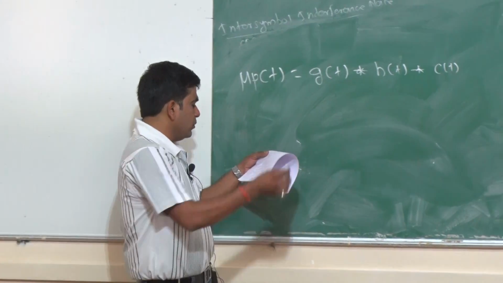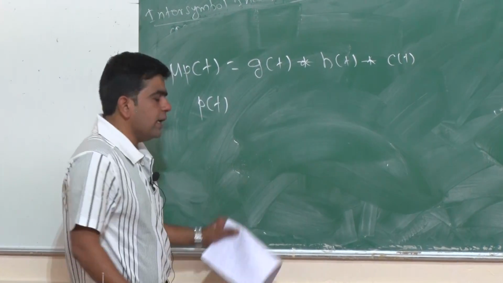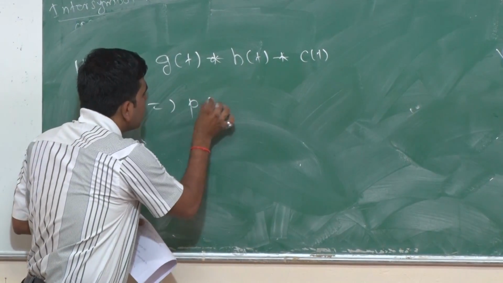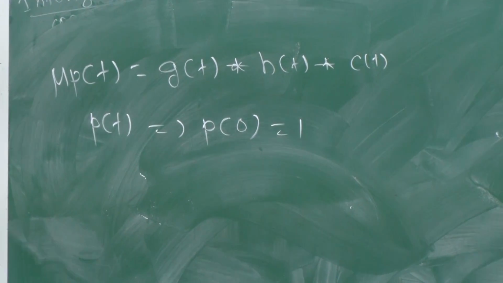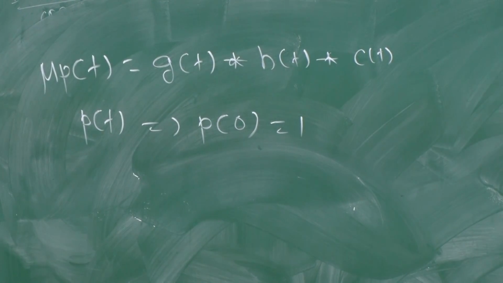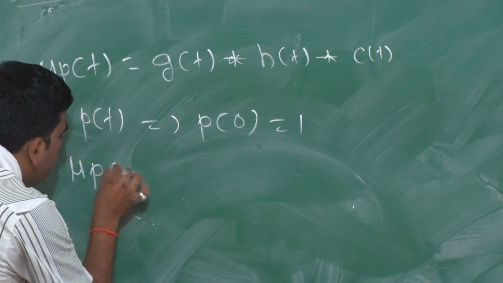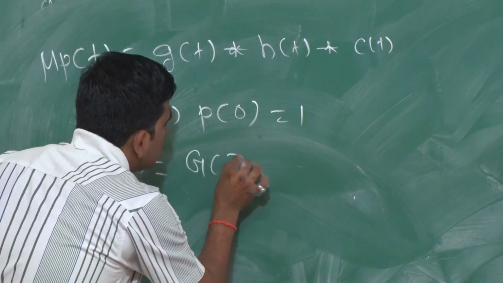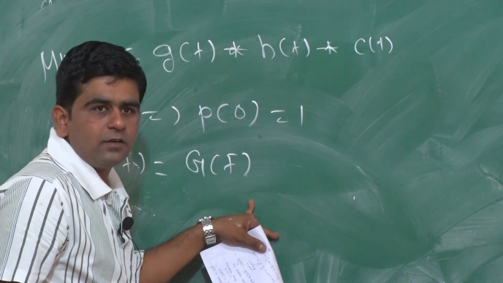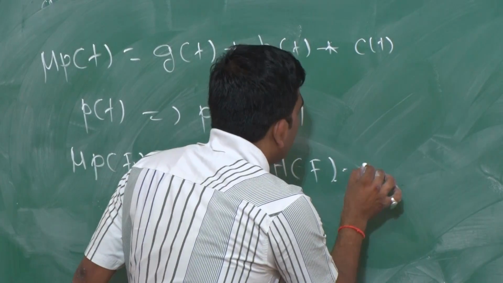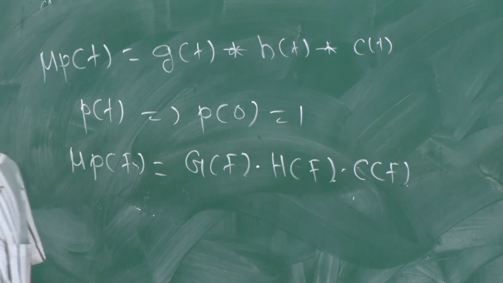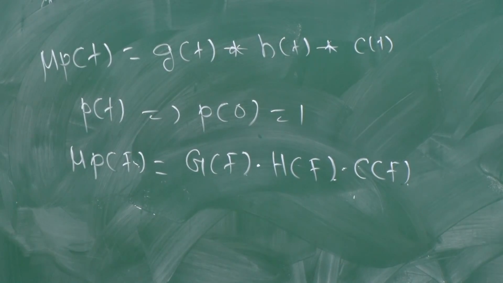Here we assume that we have to do normalization of this p of t. So after normalization, p of 0 is equal to 1. Normalize this pulse p of t, that is p of 0 is equal to 1. In the frequency domain we can see that mu p of f is equal to g of f, the frequency response of the transmit filter, multiplied with the frequency response of the channel, multiplied with the frequency response of the receiver filter. In this way we will get y of t.